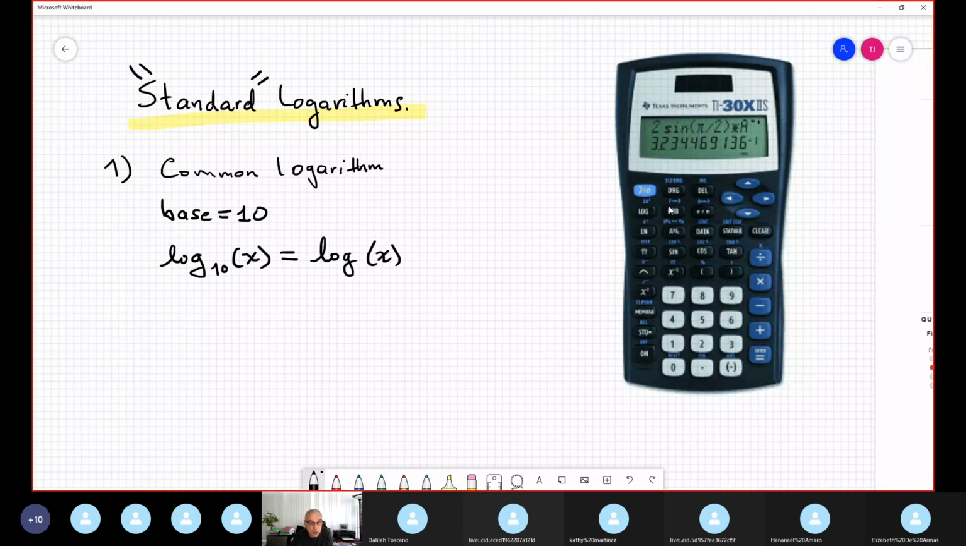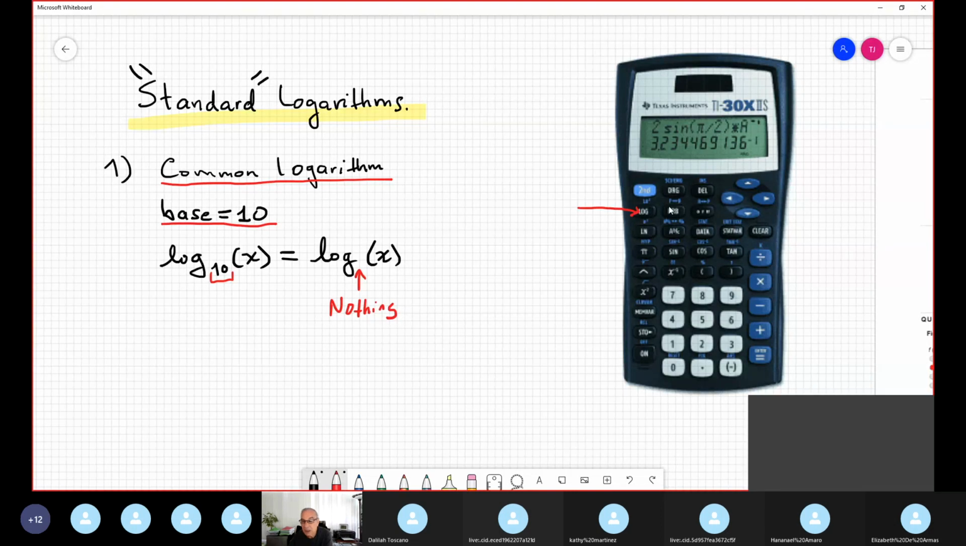So the omission of this number that normally we write, when you see in the algebra language you see nothing, is because we are talking about the common logarithm, base 10. And this is this key. Look at that. Do you see this key? LOG. Okay, don't worry. Relax. Only pay attention and try to understand.